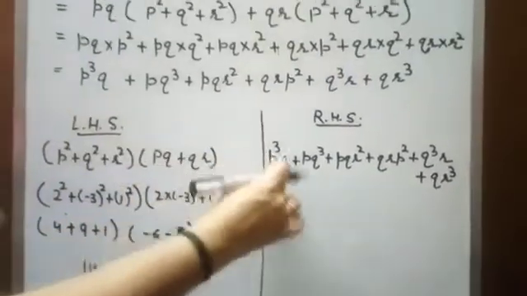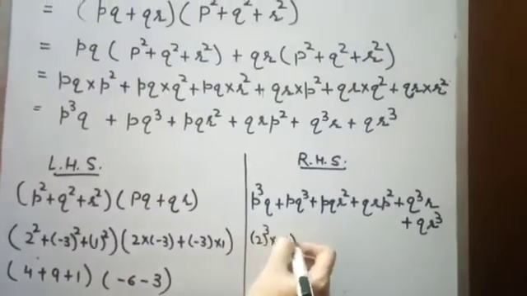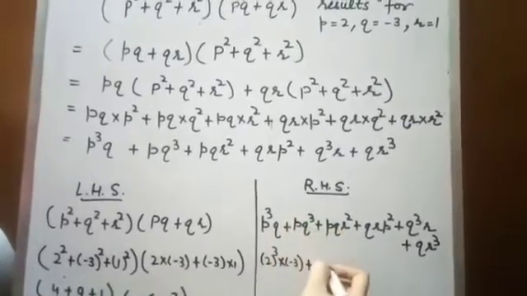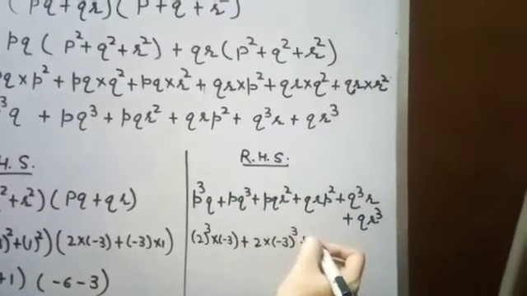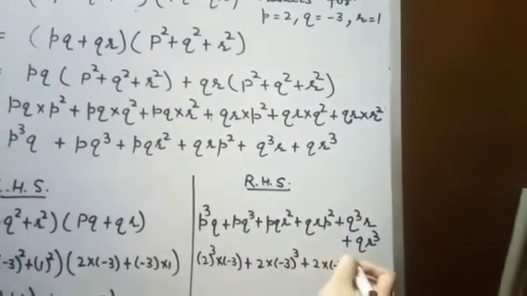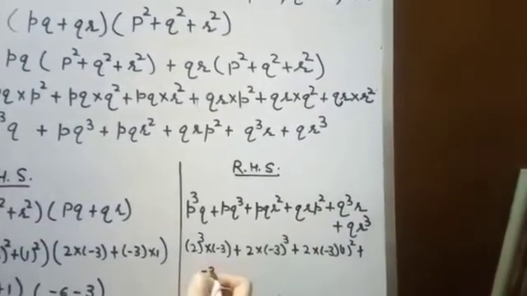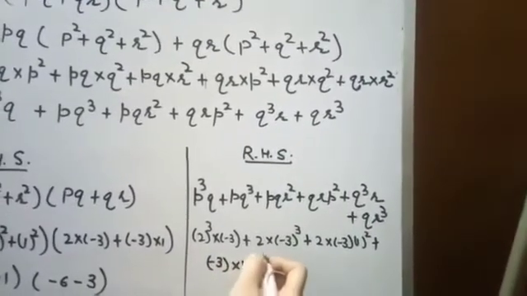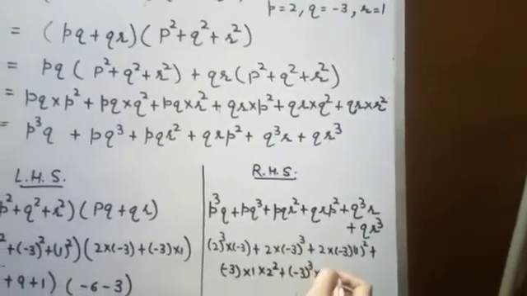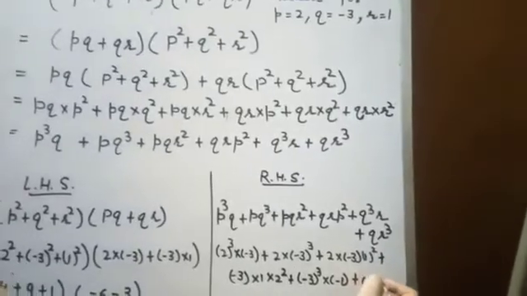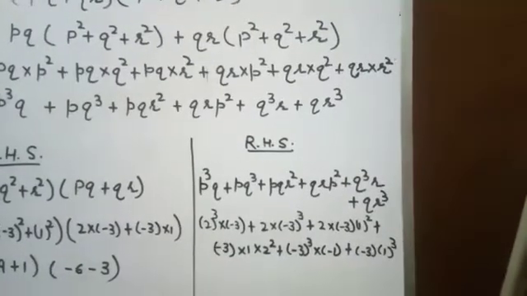Now look out for the RHS part. P cube Q, 2 raised to power 3 into minus 3. P into Q cube, 2 into minus 3 raised to power 3. P R into Q, 2 into minus 3 into 1 square. Q R P square, minus 3 into 1 into 2 square. Q cube R, minus 3 raised to power 3 into 1, plus Q R cube, minus 3 into 1 raised to power 3. I have put in the values of P, Q, R where needed.